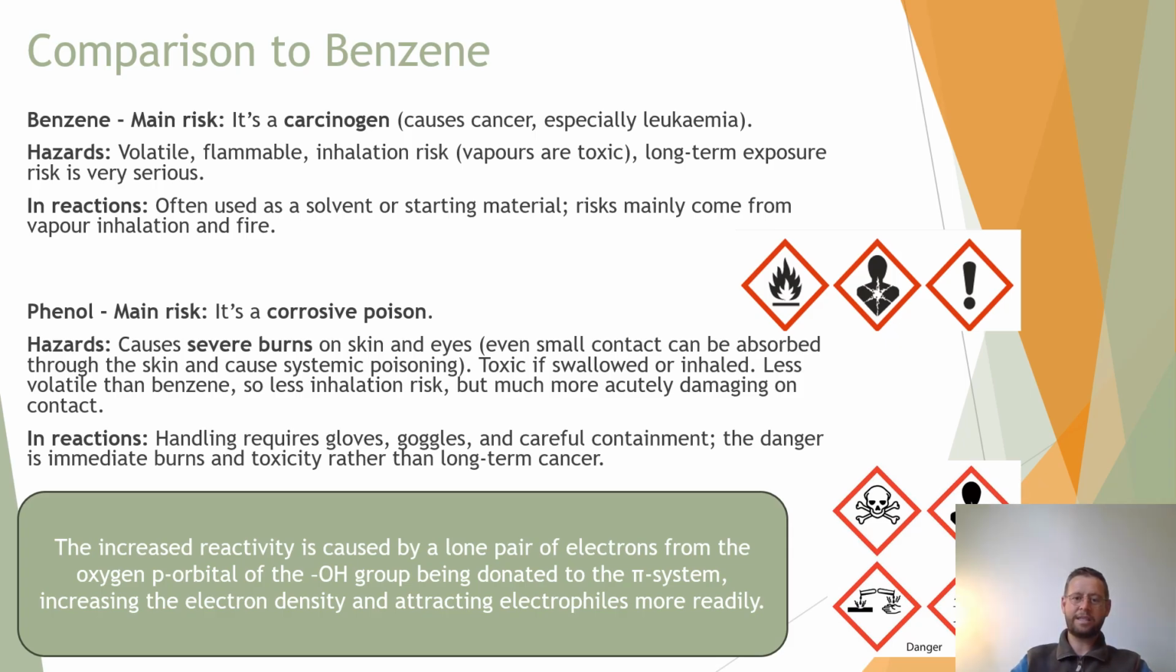So what causes this difference in the reactivity between the two? Well, for phenol, a lone pair of electrons from the oxygen p orbital of the OH group gets donated to the pi system. And this increases the electron density of the pi system, which attracts electrophiles more readily. Those chemicals that are interested in electrons will find more in a smaller space in phenol than in benzene, and that brings about its enhanced reactivity.